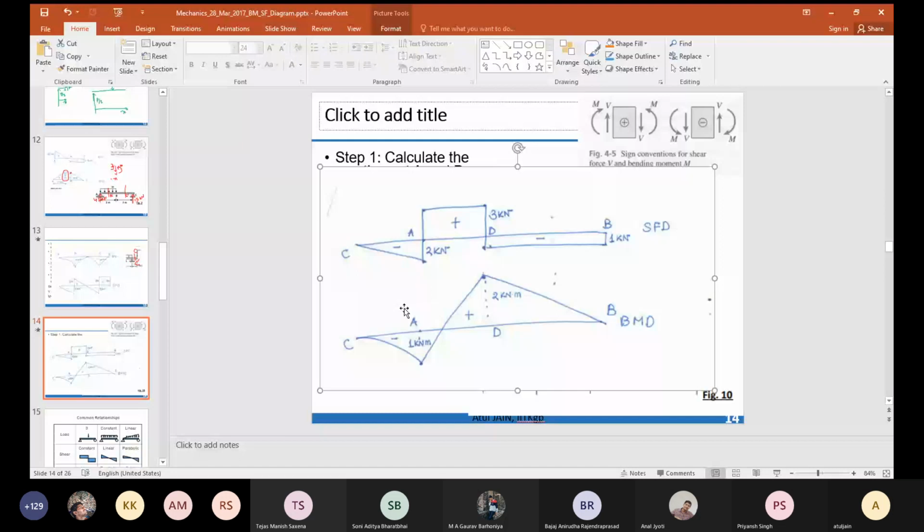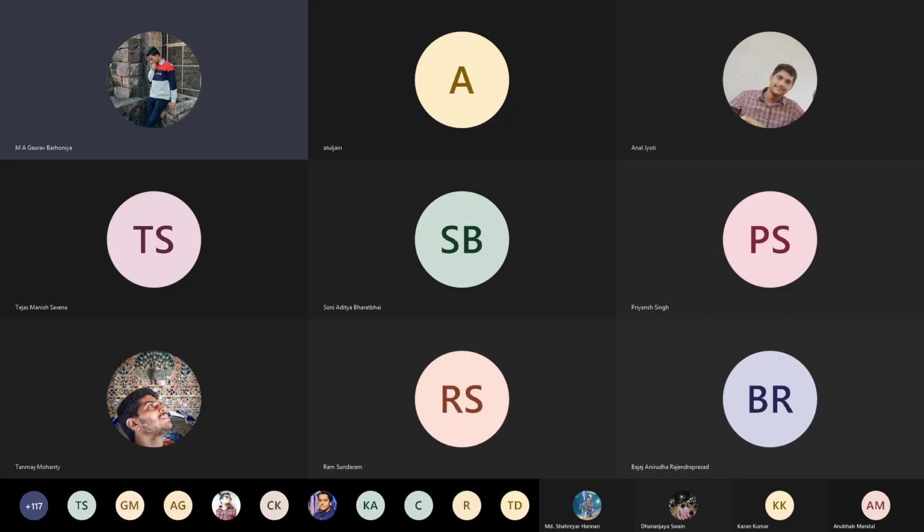Okay, good. So everybody understood, if point loads or uniformly distributed loads are there, how to draw the bending moment diagrams? Yes, sir. Yes, sir. Yes, sir. Good. Got it. Good. Sir, I am happy.